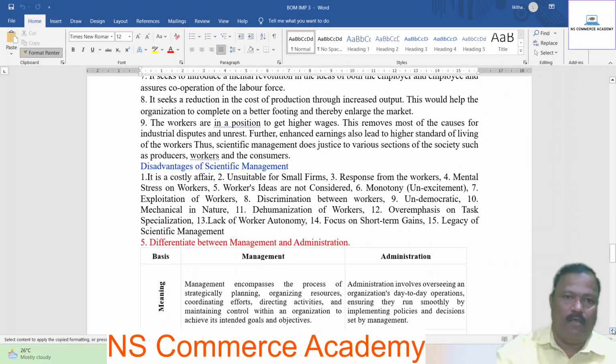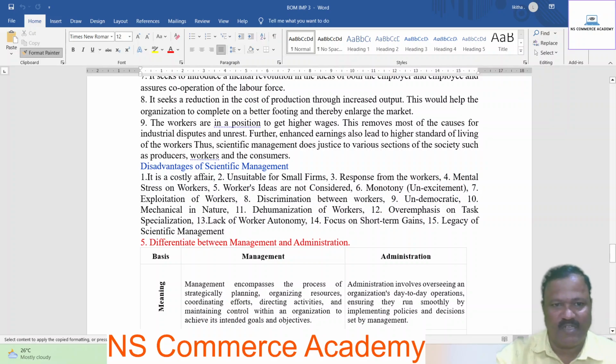Ninth one, sorry, the workers are in a position to get higher wages. This removes most of the causes for industrial disputes and unrest. Further, enhanced earnings also lead to higher standards of living of the workers. Thus, scientific management does justice to various sections of the society, such as producers, workers, and consumers.